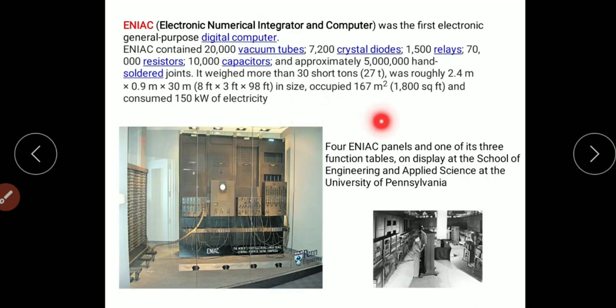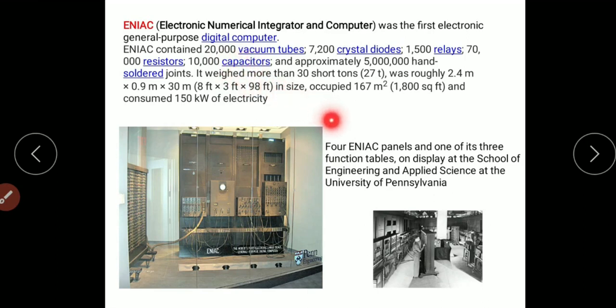If you see here, this is our first computer, ENIAC. ENIAC stands for Electronic Numerical Integrator and Computer. It was developed in 1947. ENIAC was the first electronic general purpose computer. It can do simple arithmetic and logical operations. If you observe the construction of this ENIAC, it is made up of vacuum tubes, and it consists of 20,000 vacuum tubes.